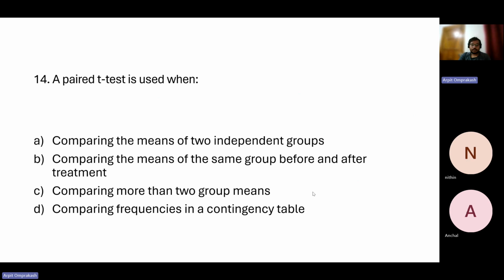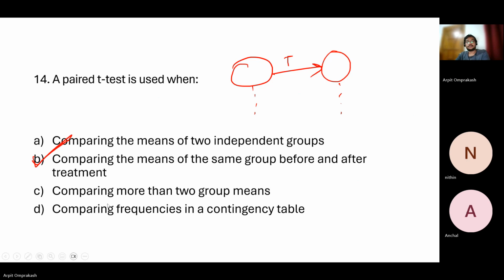Yes. So the answer is option B. So comparing the mean. Basically, we use a paired t-test when we have a population that undergoes a treatment, and we take samples from before and after. So these are not exactly independent samples, but we want to figure out if there is a difference in the samples due to the treatment. So in that case, we do a paired t-test, right?